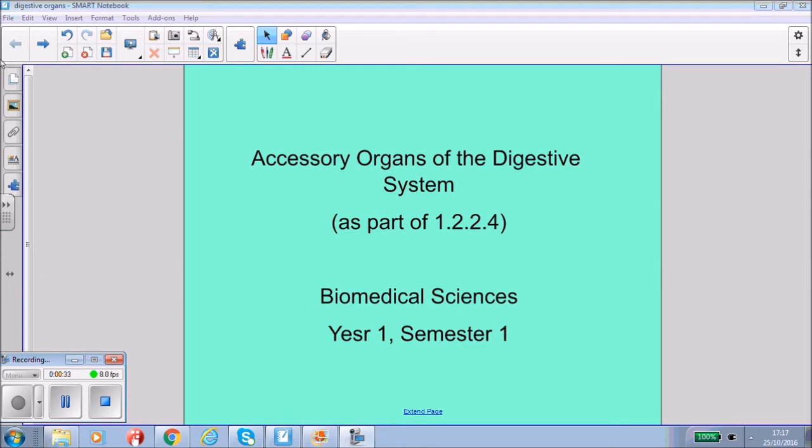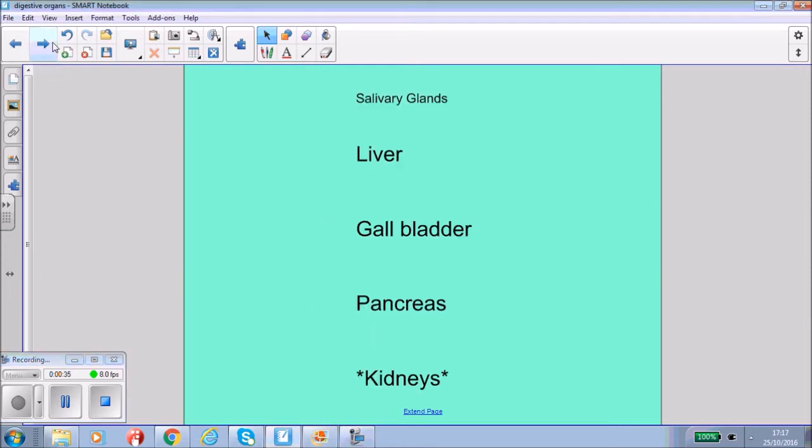They're not directly part of that, but they're organs that aid the digestive system and the processes that it goes through. So when we talk about the accessory organs of the digestive system, we're predominantly referring to the liver, the gallbladder and the pancreas. I'm very briefly going to mention salivary glands just now as well, but you'll cover them a lot more when you discuss oral biology. And at the end, we're also going to talk about the kidneys.